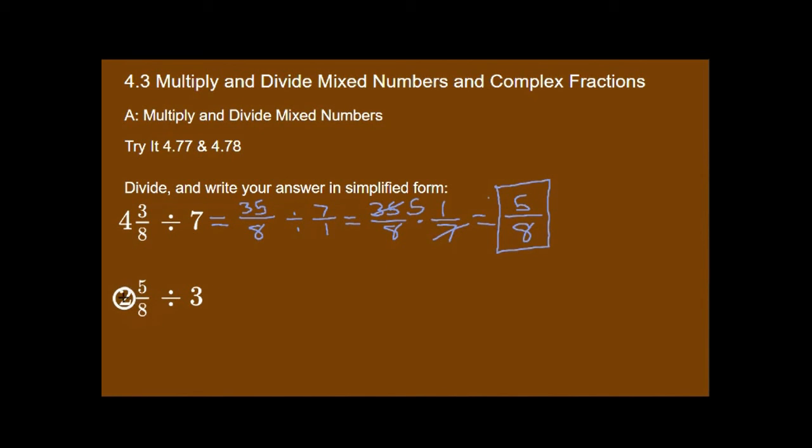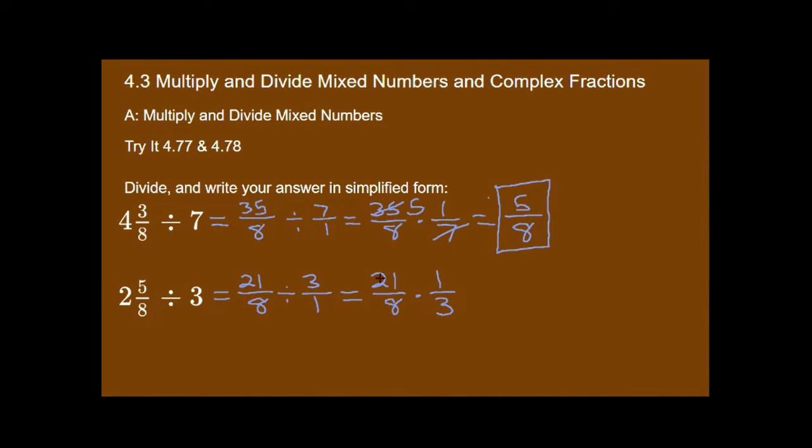8 times 2 is 16, plus 5 is 21. Keep the same denominator, 8, divided by, I'm going to change my 3 into an improper fraction, 3 over 1. And then I'm going to change my division problem into a multiplication problem. 21 over 8 times 1 over 3.